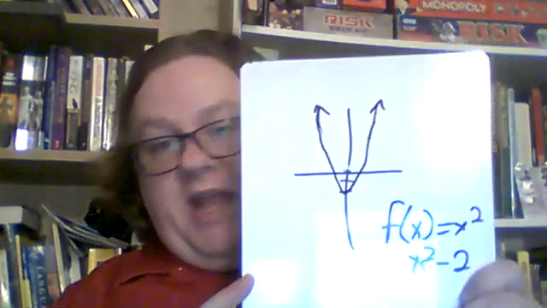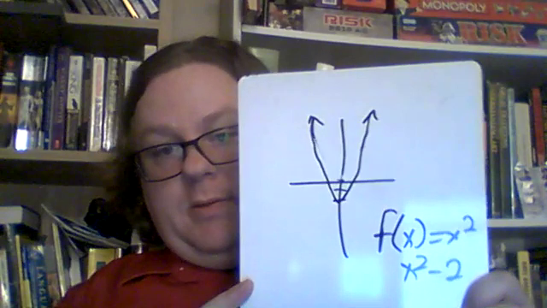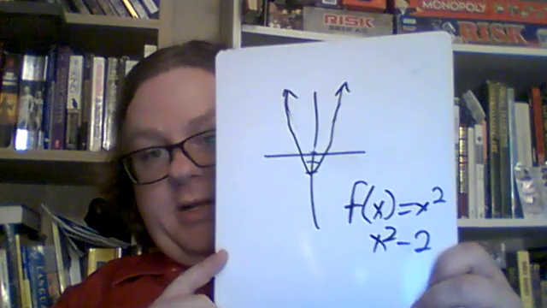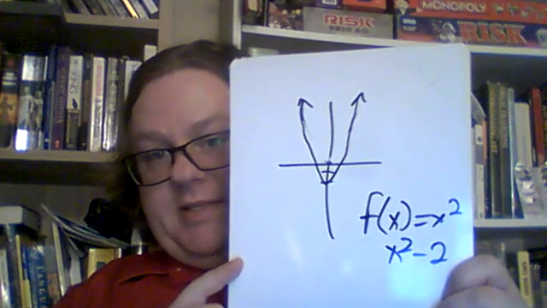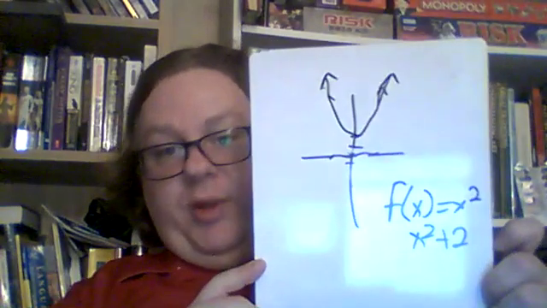If I were to say x squared minus 2, that would move the graph down by 2 points. Does that make sense? If I were to say x squared plus 2, it would move the graph up 2 points.